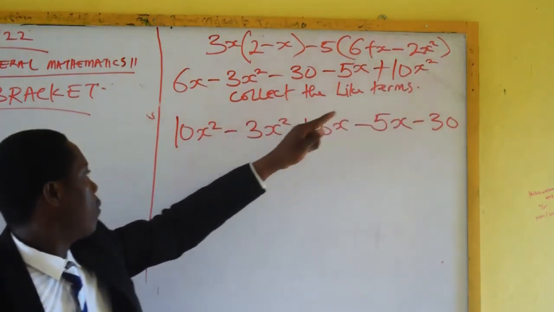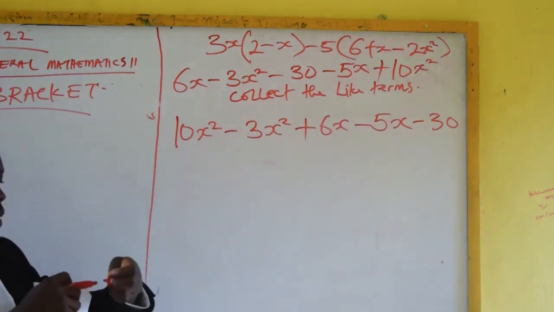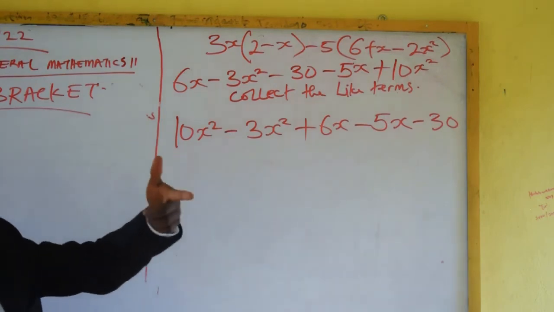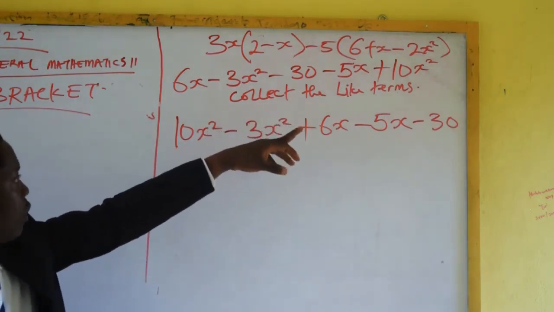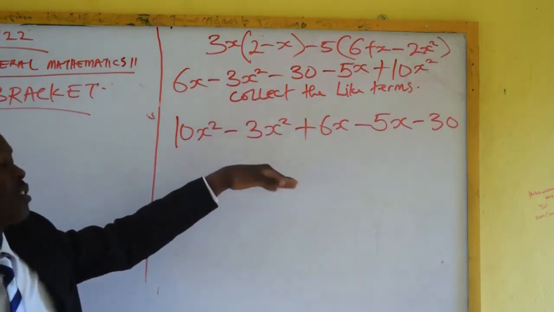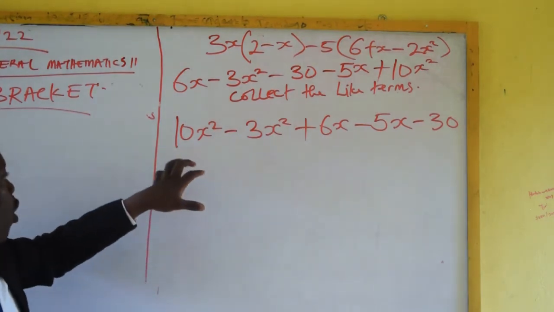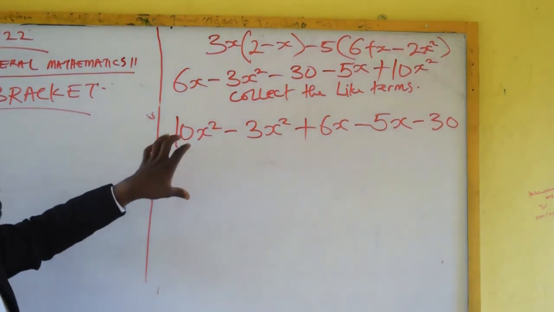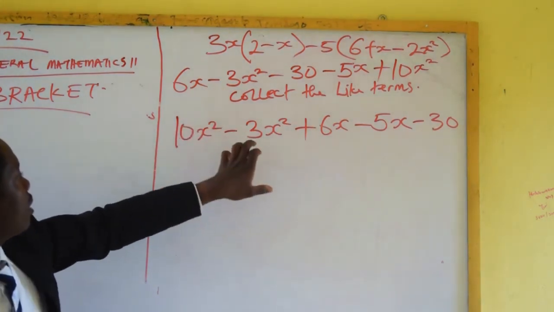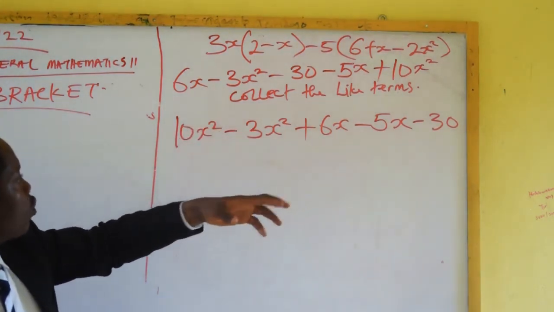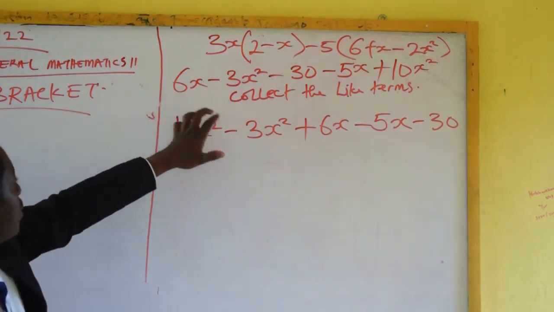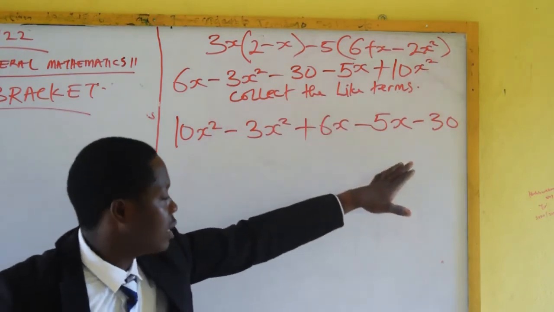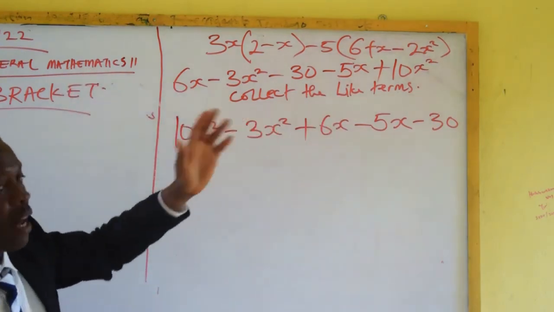Your 10x squared, we brought it here first because it has the highest degree, because the highest degree is squared. Is that okay? And it is positive. Though you write minus 3x squared first, it will be more convenient for you to start with a positive number. Is that okay? So you have 10x squared, then minus 3x squared, then you go for the ones with x. That's positive 6x, negative 5x, then minus 30. I think we've captured all the values we have there.